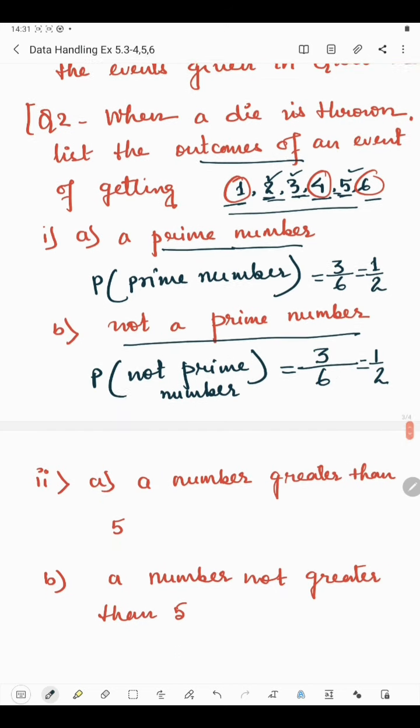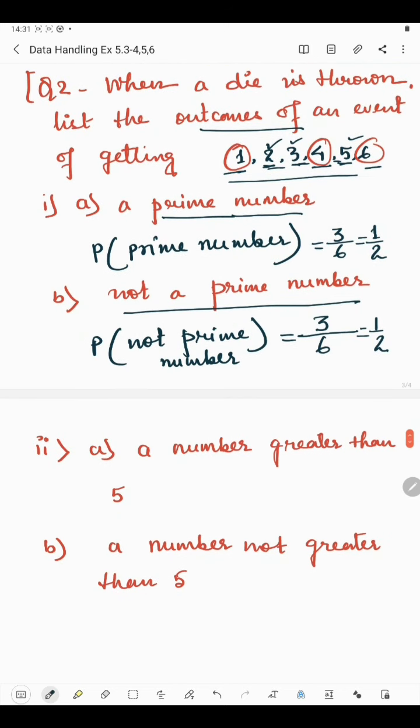Okay, now coming to the next part. In the next part we have to find the probability of a number greater than 5. Now if you see these numbers from 1 to 5, these are all less than 6, right? So we will have to write the number which is greater than 5. Greater than 5 means only 6 is there. That means only one number is greater than 5.